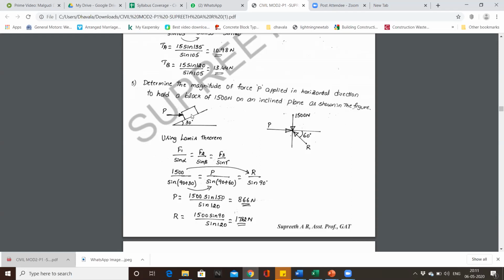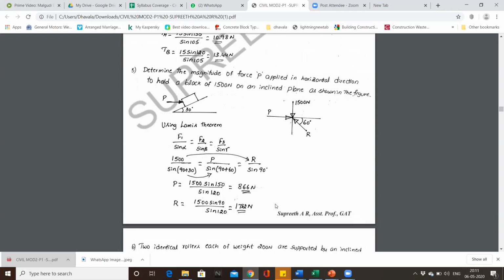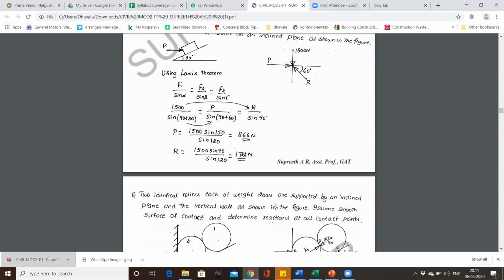Weight of the block will be falling downwards, that is 1500 newton. Force is horizontal, that is given here as P, and the reaction will be perpendicular at the point of contact, which will be inclined at 60° to the horizontal. Direct problem, angles will be: this will be 90, this total angle will be equal to 90 plus 60 and this angle will be equal to 180 minus 60. On solving, we get the reaction equal to 1732 newtons and the push required equal to 866 newtons.